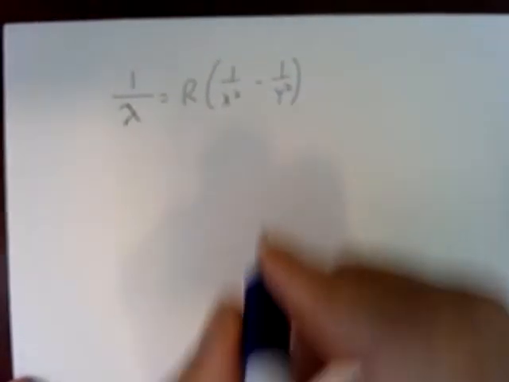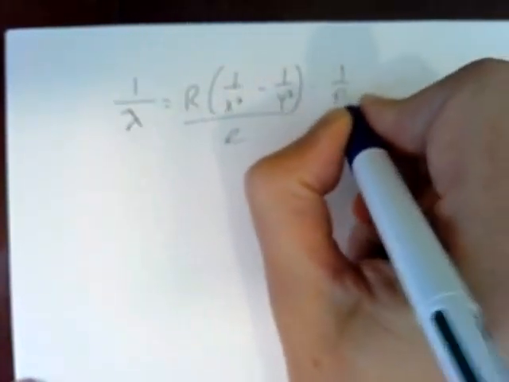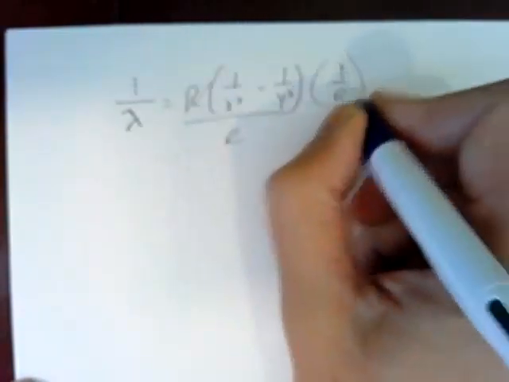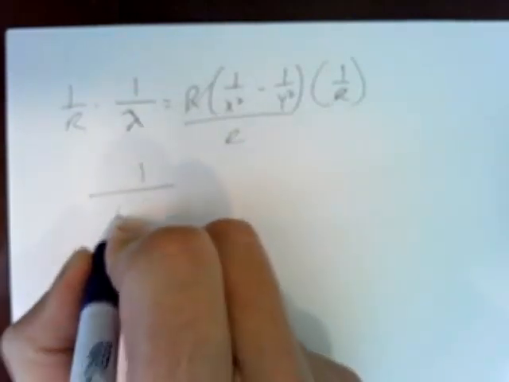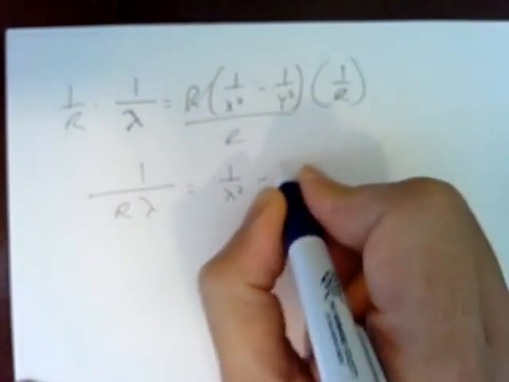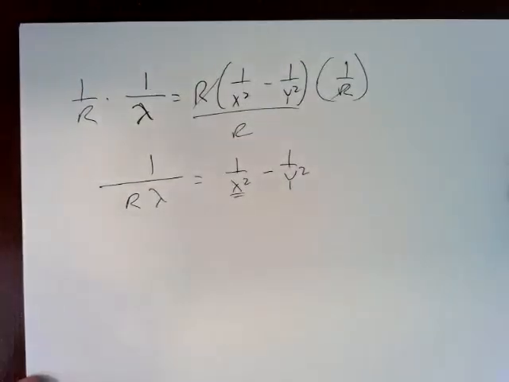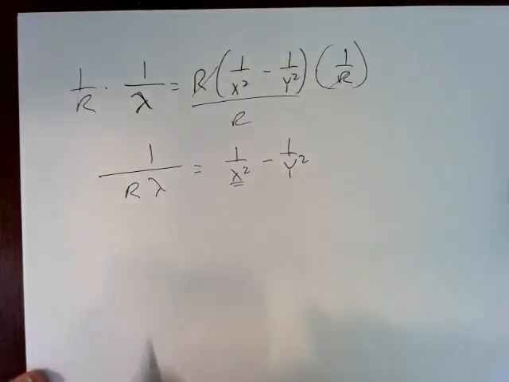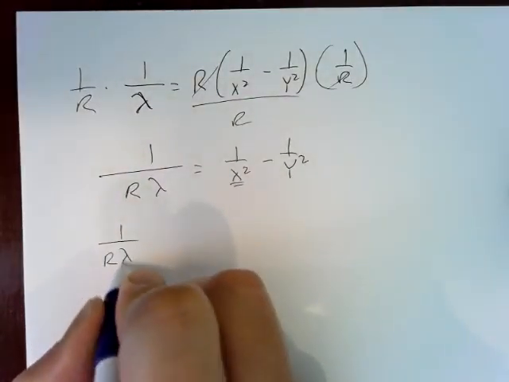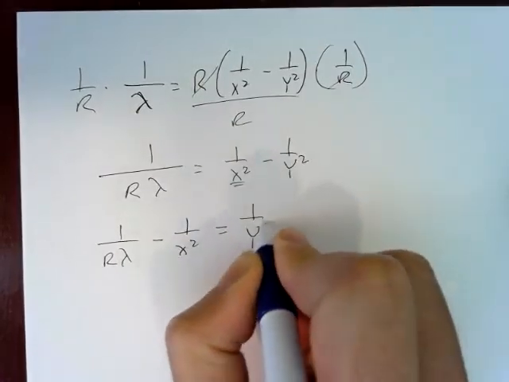We're going to basically do the same thing. Divide both sides by r. Or if we want to, we could think of this as multiplying by 1 over r. So if we multiply that by 1 over r, we get 1 over r times lambda is equal to 1 over x squared minus 1 over y squared. Saw that we had to bring this over as a negative. We subtract from both sides.